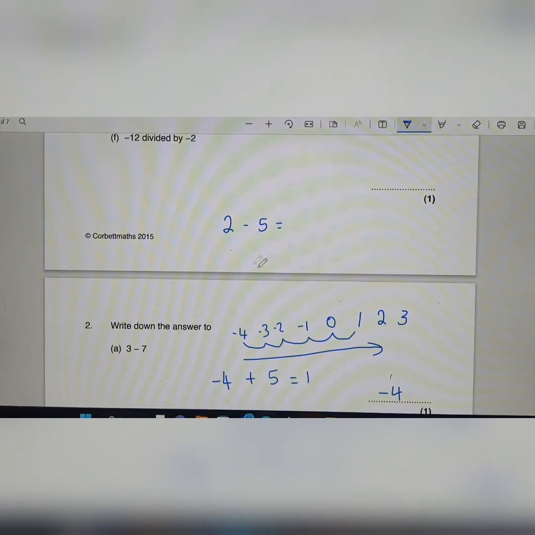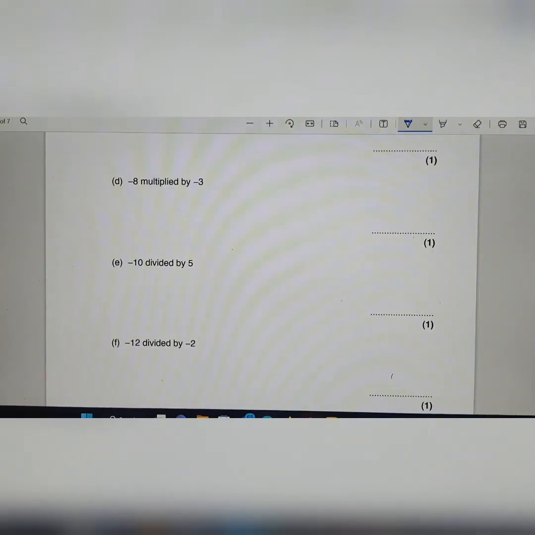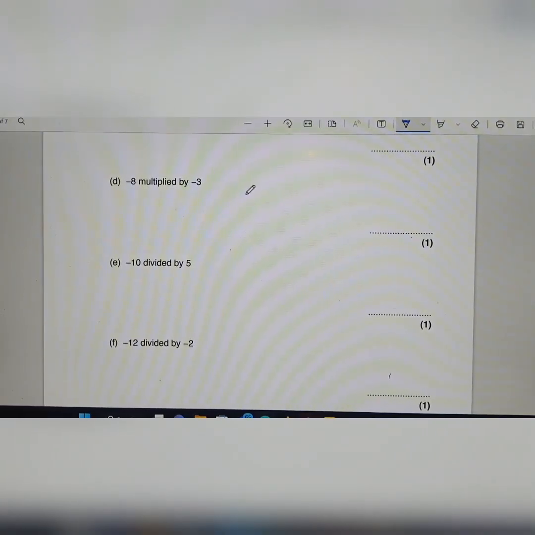So 2 take away 5. So from 2, I'm taking away 5. 1, 2, 3, 4, 5. So it's minus 3. Okay, so now we're going to do a multiplication question.